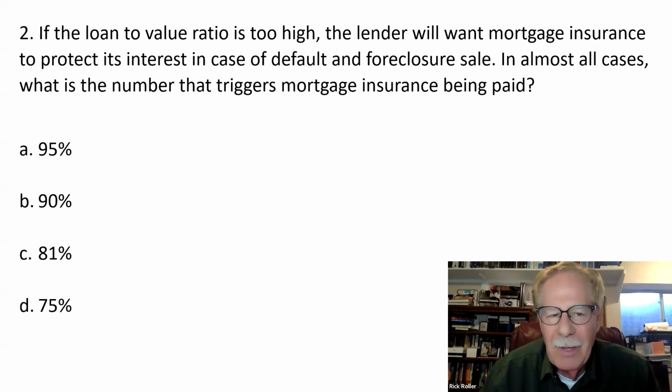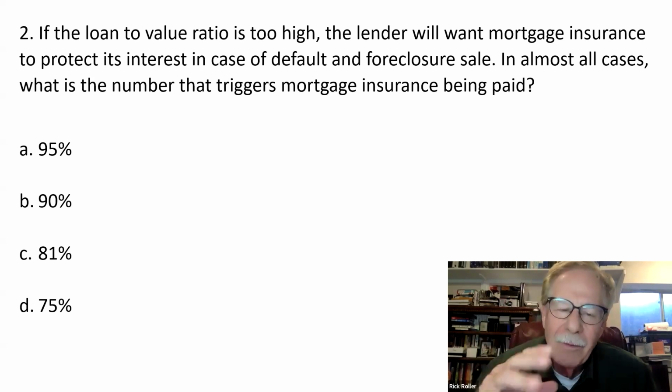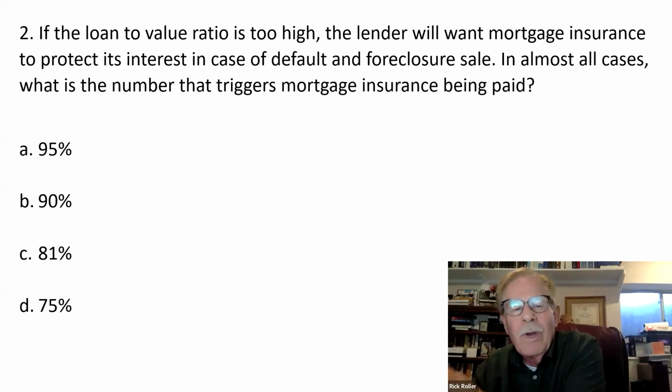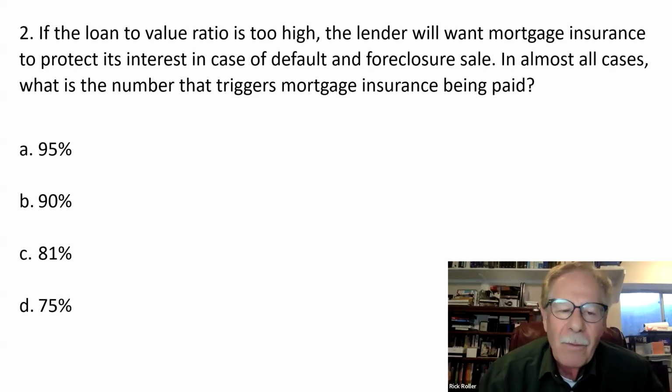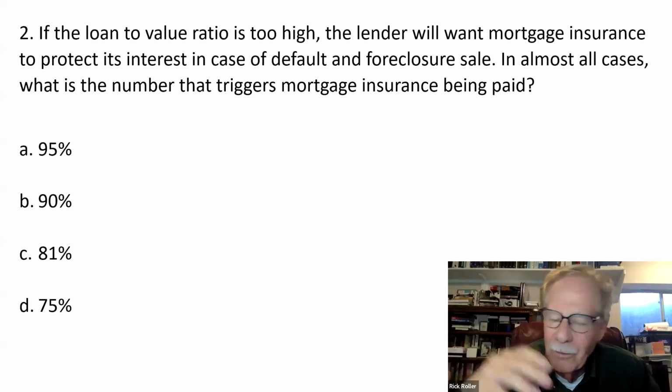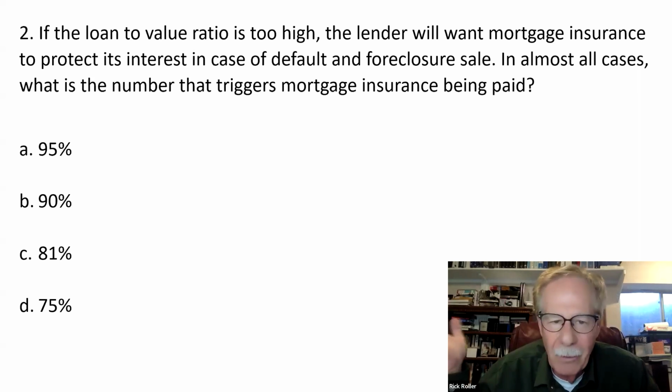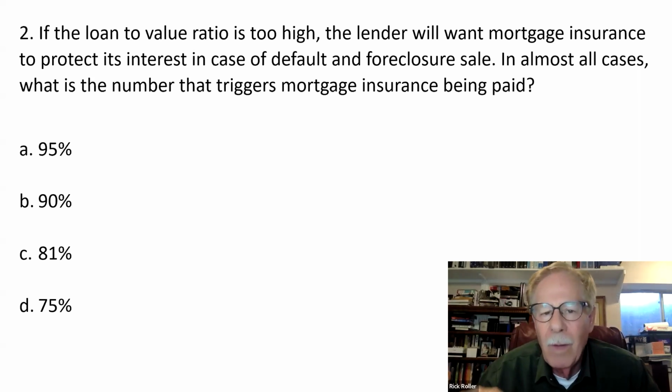So this question says if a loan to value ratio is too high, the lender will want mortgage insurance because he wants someone else to shoulder that risk that you might default on the loan. And so there's an insurance premium that's paid, and there's someone that steps up and says, I've done all the math and I have an actuary that's figured all this out. And so we know that if we collect this much money and we have this many defaults, historically, that we're going to make good money here. And so the lender will want mortgage insurance to protect its interest in case of default and foreclosure sale.